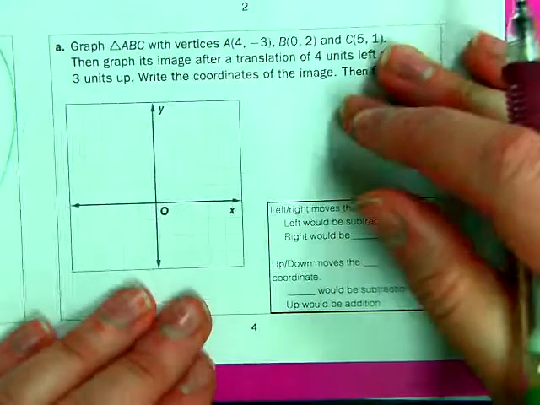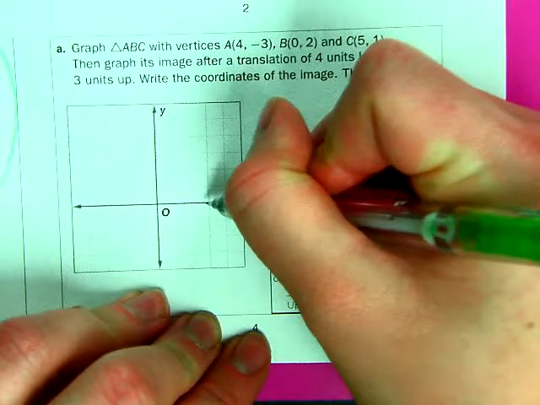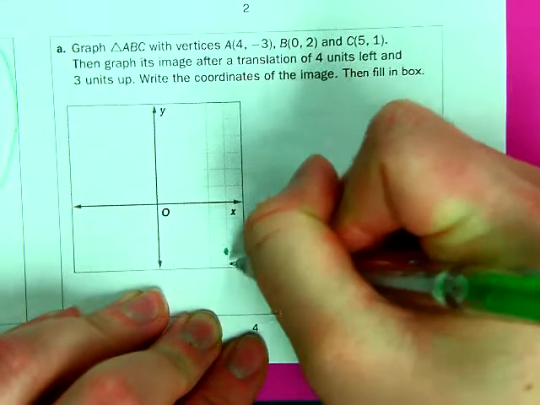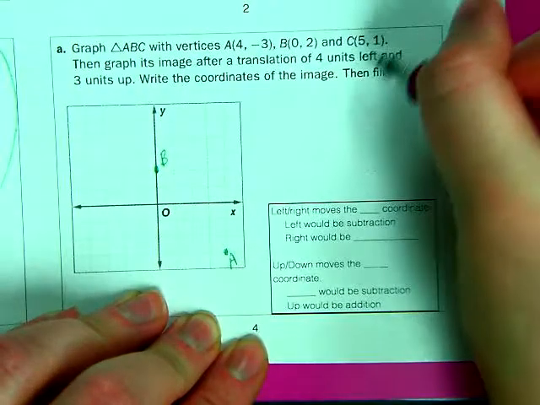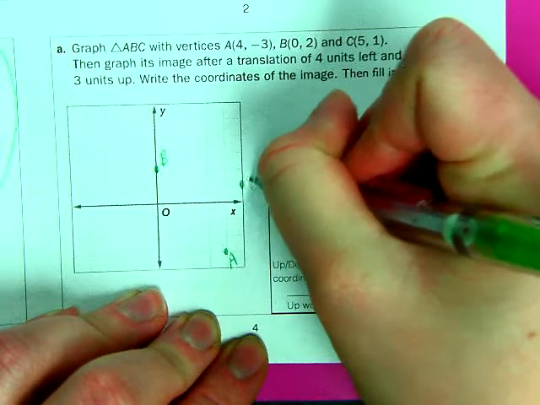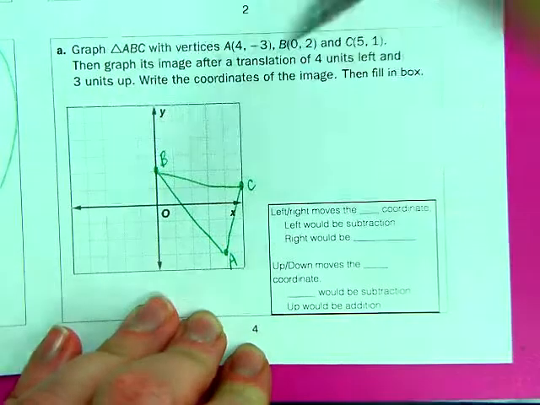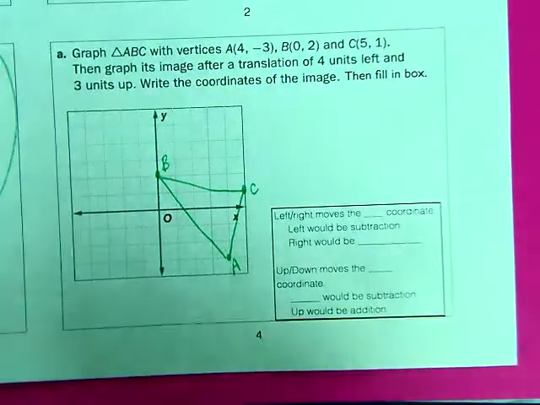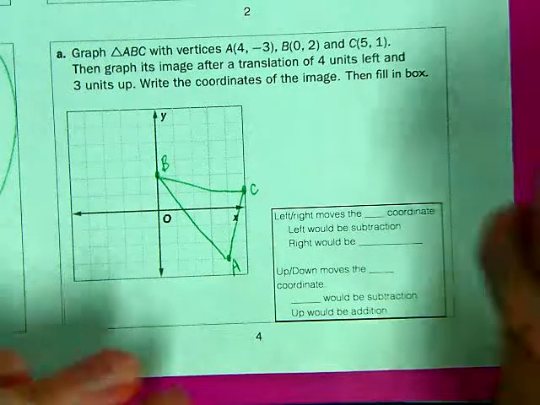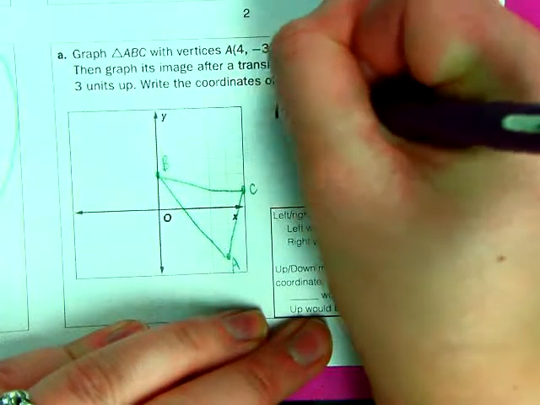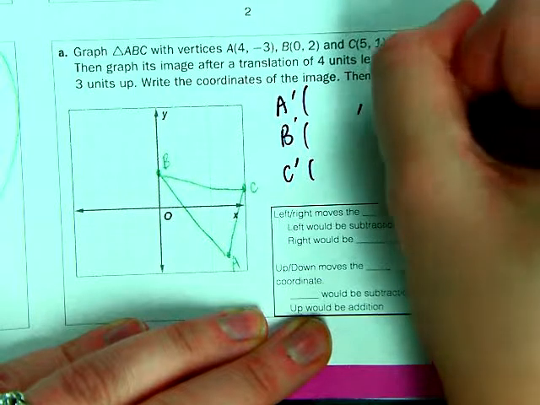So here's one where they didn't graph it for us. It says graph triangle ABC with vertices 4, -3. So 1, 2, 3, 4, -3. Label that A. B is 0, 2. And C is 5, 1. I'm going to attach those to make them look like the triangle ABC, and I'm going to use a different color. Then graph its image after a translation of 4 units left and 3 units up. Write the coordinates of the image. So that's going to be A prime, B prime, and C prime. Then fill in the box.